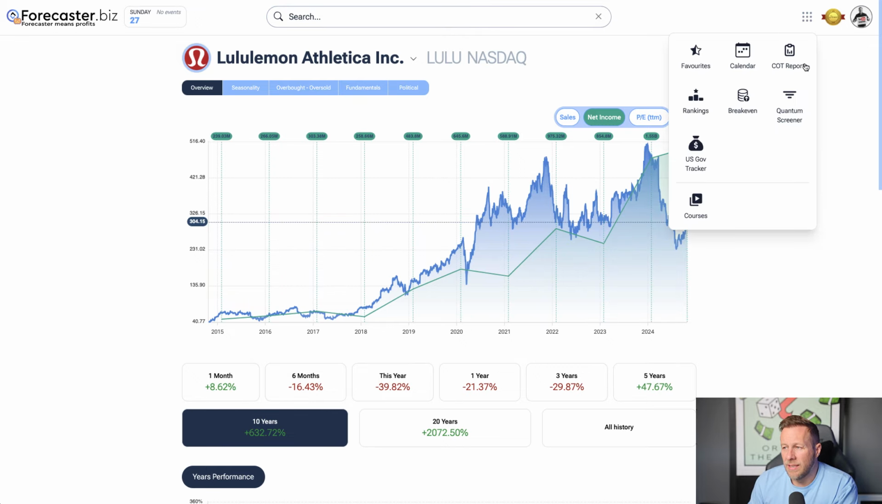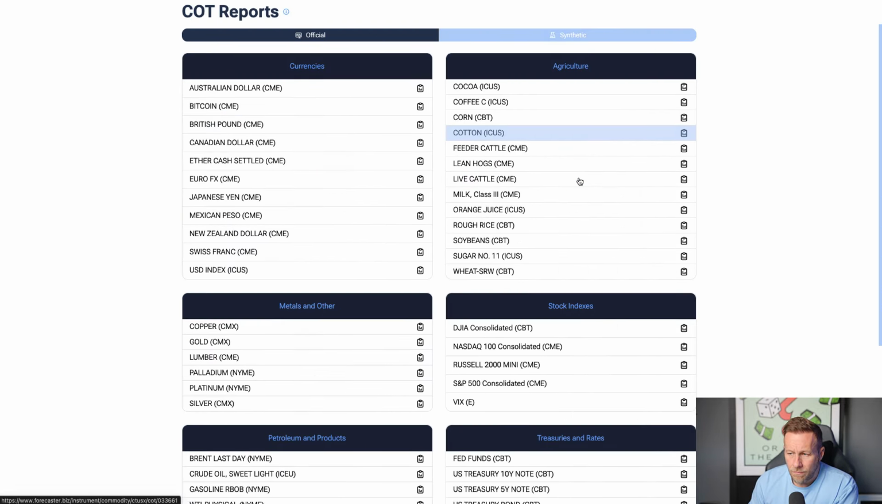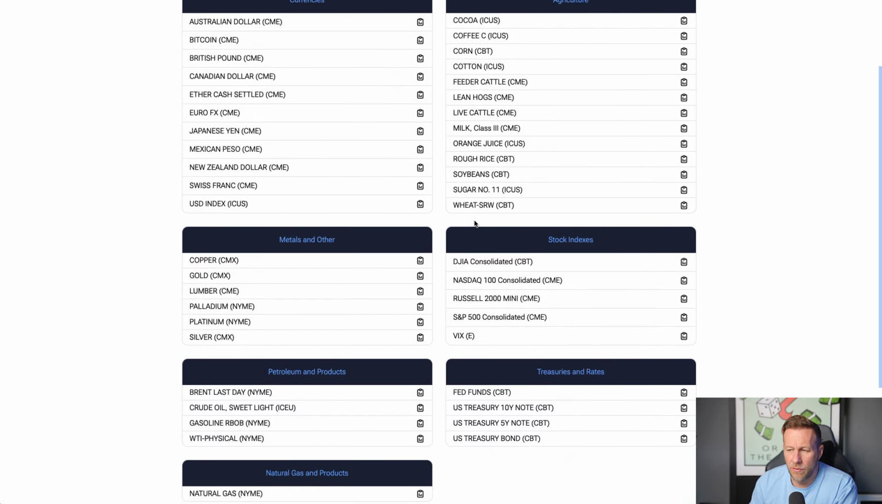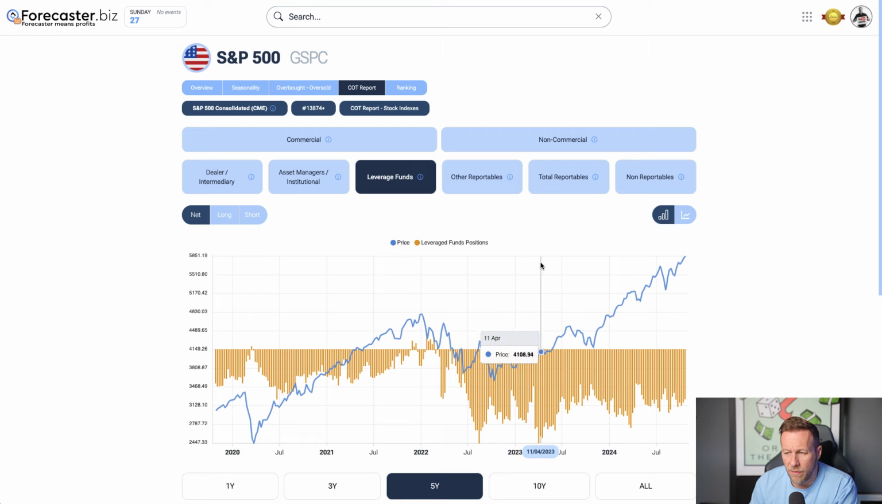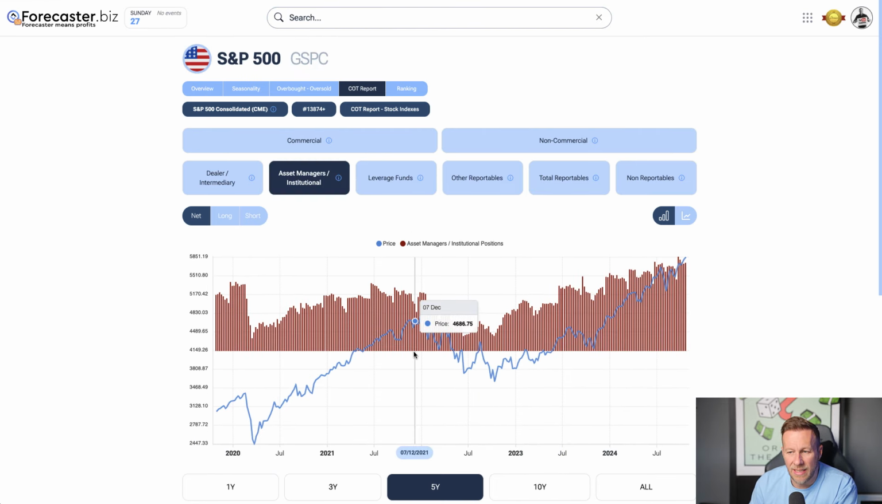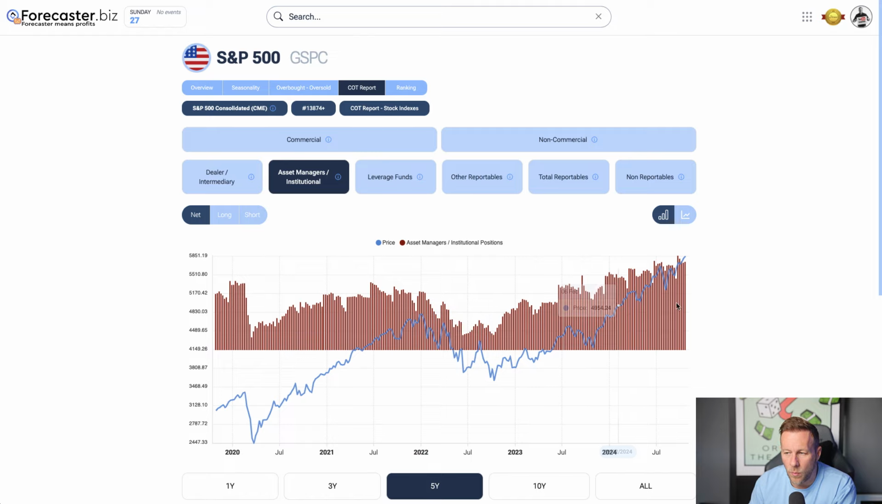Now, another thing is the COT report. I'm going to do a dedicated video on this because I've had a lot of requests for it, but let's just go to the S&P 500, for instance. If we click on the asset managers, you're basically seeing the institutional money and what they're doing, their positions, whether they're long or short. And you can see they've been long for the longest time. They are super long at the moment because they know that the S&P 500 is undervalued.